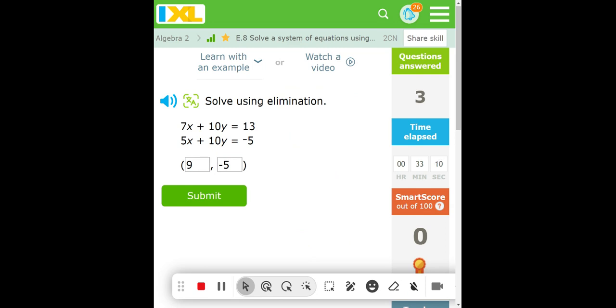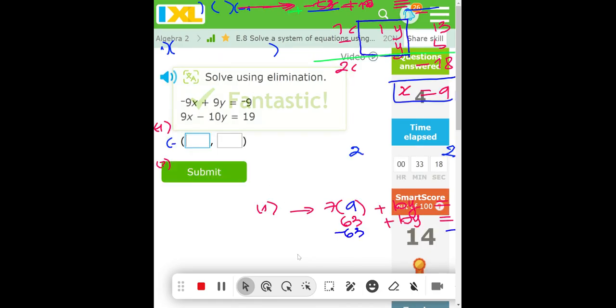You see how fast it is to substitute it into your calculator. The second equation is 5x plus 10y. Same thing, I put x as 9 and y equal negative 5. I come out negative 5, which is matching with the right side. So I should be done with this question. Submit.